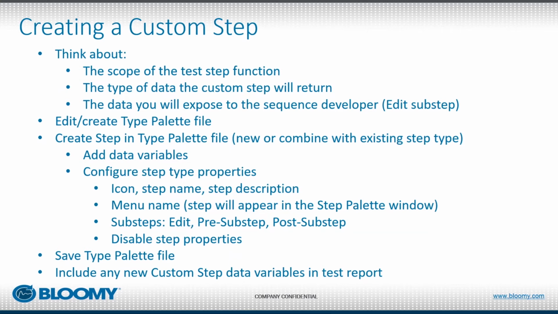So in the type palette file, as I already mentioned, you can create a new custom step or combine it with an existing step type. From there, you're going to add your data variables. Once you've built that up in the type palette, then you can start configuring the step type properties. And we saw that in an earlier slide where we had the screenshots of the window with the multiple tabs across with all the properties.